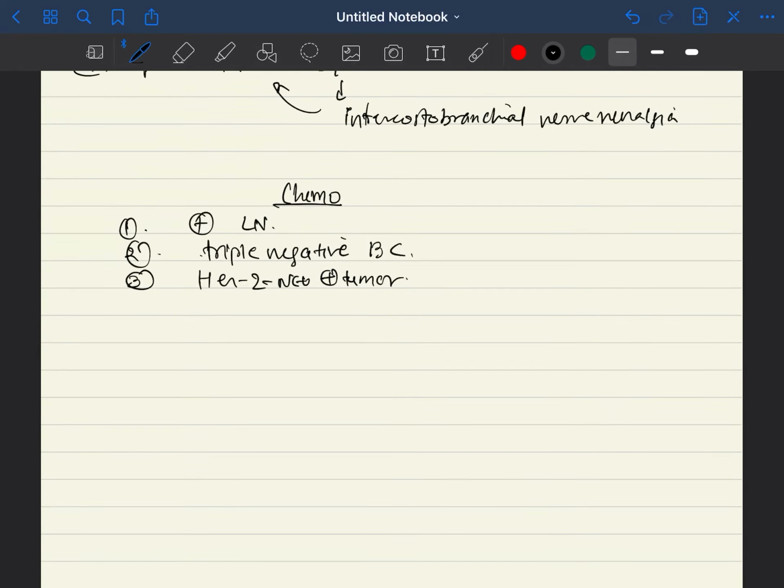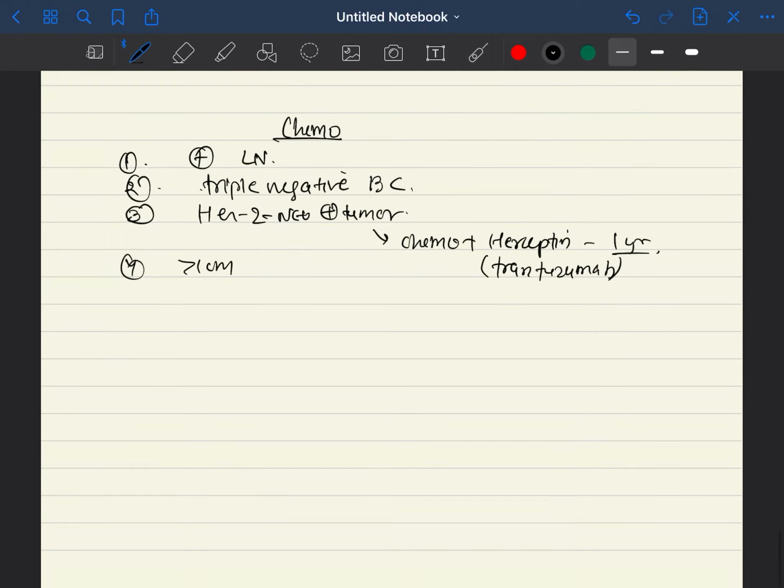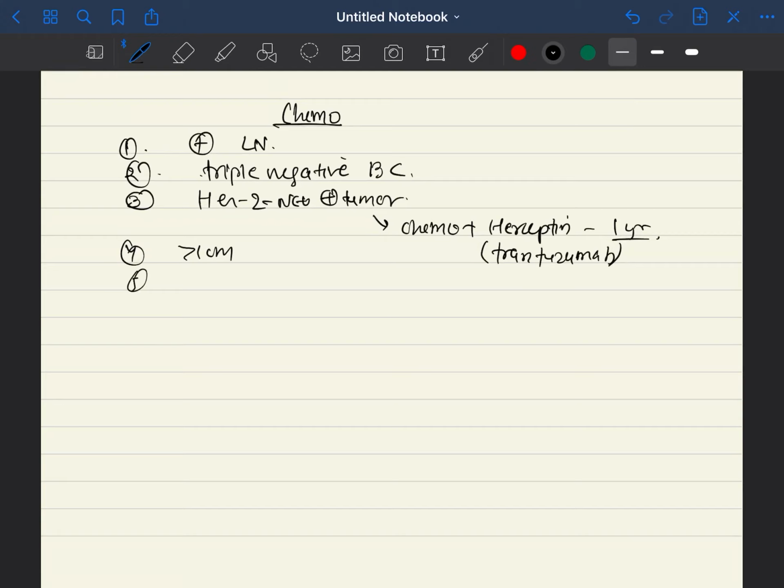In HER2 positive tumor, we give chemo plus Herceptin. It is also called trastuzumab. This is a monoclonal antibody given for 1 year, alright. When we give the chemo, if the tumor is less than 1 centimeter, alright, and also given in locally advanced breast cancer.